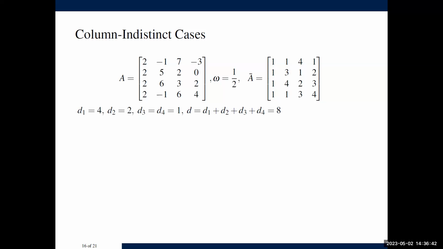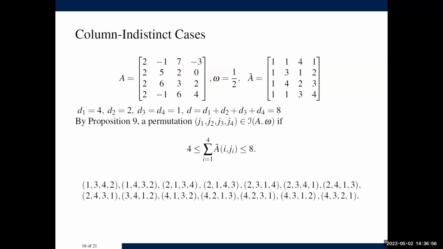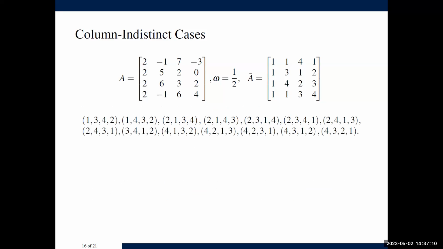Now, by proposition 9, when we want to find the permutation as the solution index, it should satisfy this constraint, which is between 4 and 8. Out of 24, we have 14 possible solution indexes. Again, they are still candidates, so we have to check the corresponding vectors whether they are solutions.